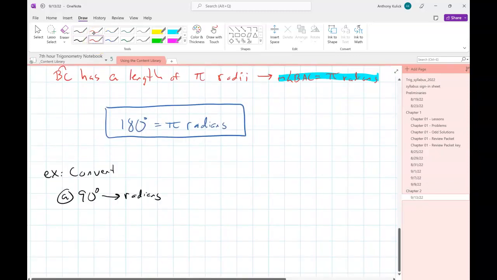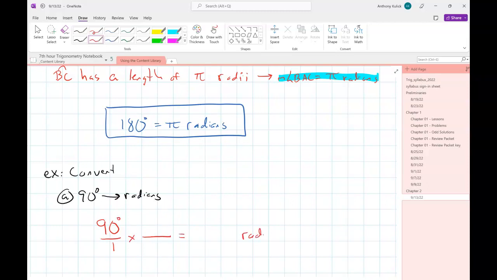So what if we want to go from 90 degrees to radians? How many of us are currently in or have ever been in chemistry? A lot of us, most of us. What we're going to do here is just like your basic unit conversion. So we're going to start with 90 degrees, and we're going to multiply it by some conversion factor so that the answer we're left with is in radians.